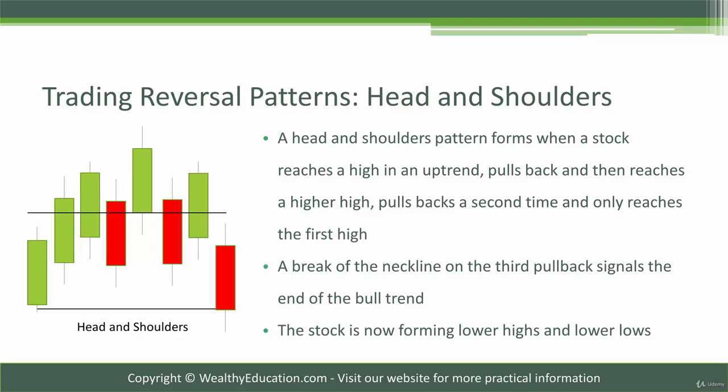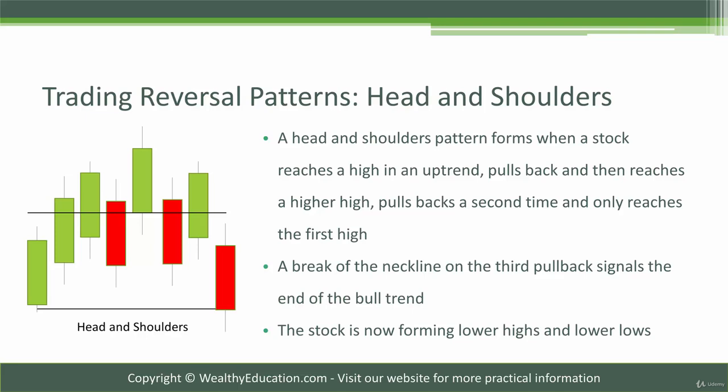The stock then pulls back a second time, attempts to make another high, and is only able to climb as high as the first high in the pattern. So it's now in the process of making a lower high after this second pullback, and then the stock continues to make a lower low when it breaks through the neckline of the pattern. And the neckline is the trough of the first two pullbacks.